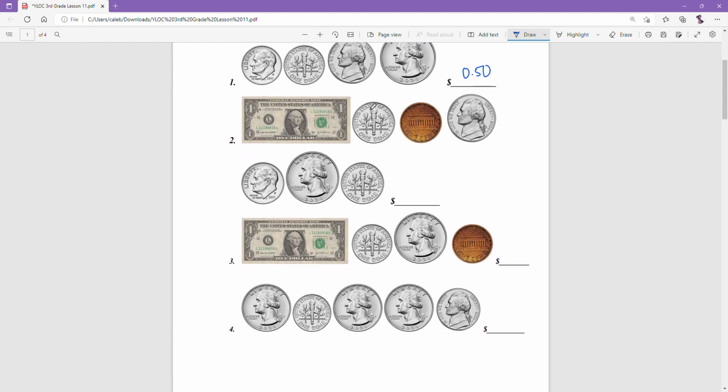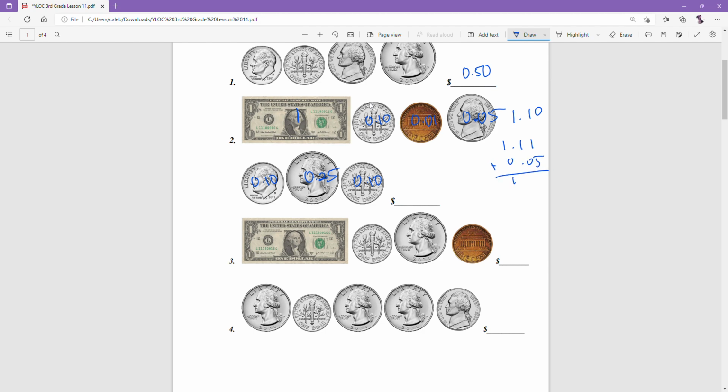So for number 2, we have one $1 bill. We have a dime, which is 10 cents. We have a penny, which is 1 cent, a nickel, which is 5 cents, a dime, which is 10 cents, a quarter, which is 25 cents, and then a dime, which is 10 cents. So we have 1 plus 0.10, which is just 1.10, and then plus 0.01 right here, that'd be 1.11, then plus 0.05.